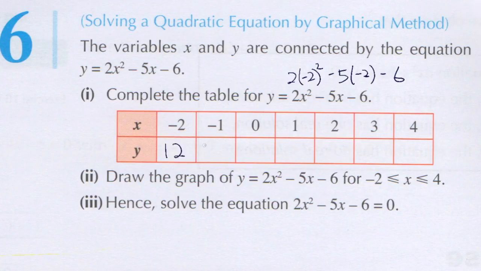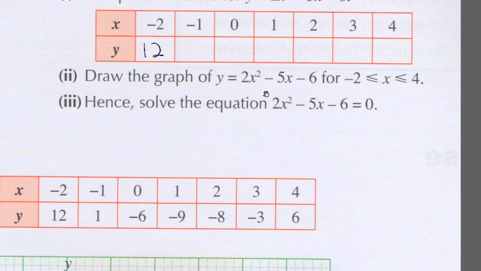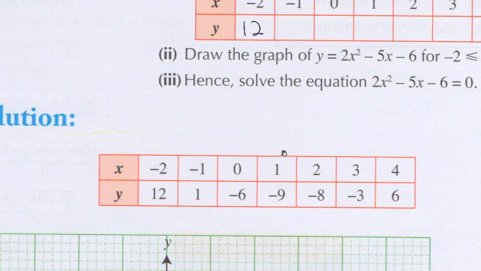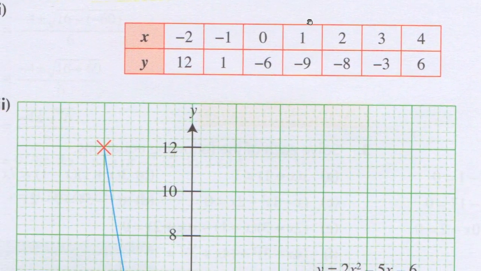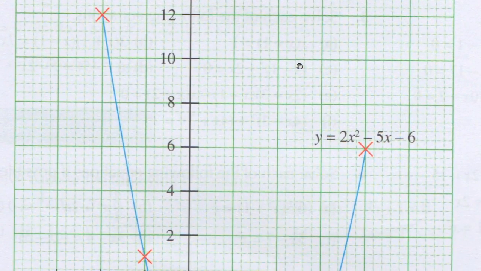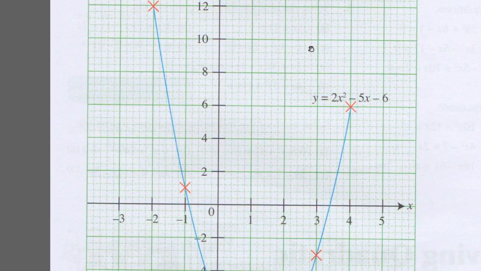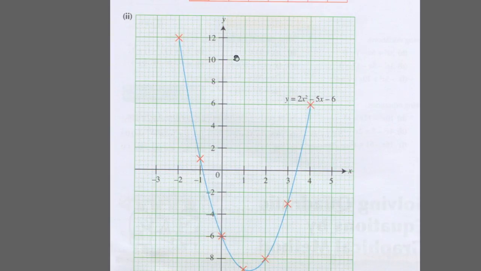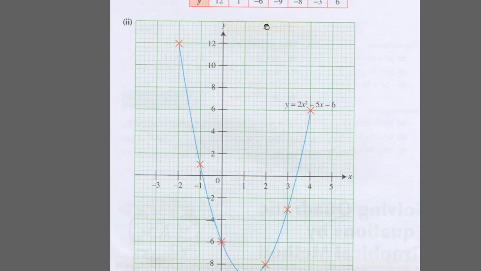So you do the same for -1, 0, 1, 2, 3, and 4. So this is what you will have once you complete the table. And when you have that, you need to take the graph paper and you need to plot. So the way to do it is that you need to mark out all the values on your table here.